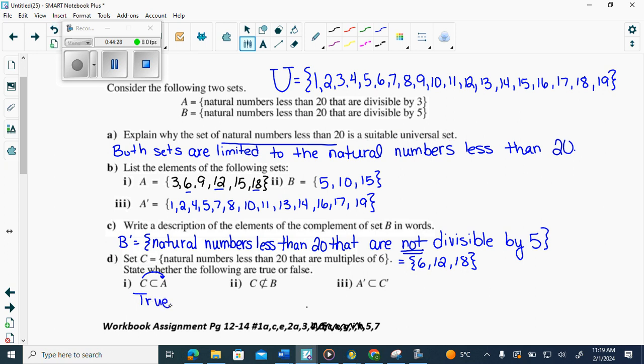Is C not a subset of B? So is everything in C not in B? Well, let's look at C. C has 6, B does not have 6. C has 6, B does not have 6, correct? So this is immediately true.